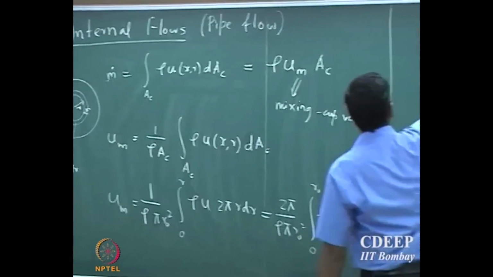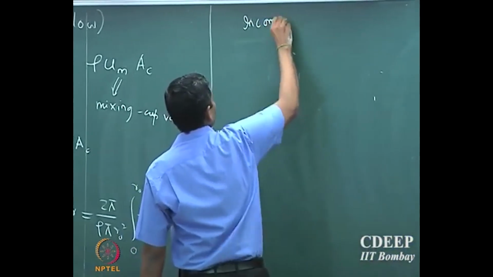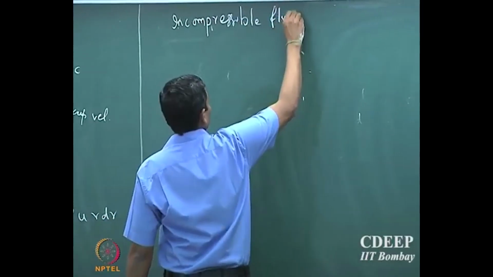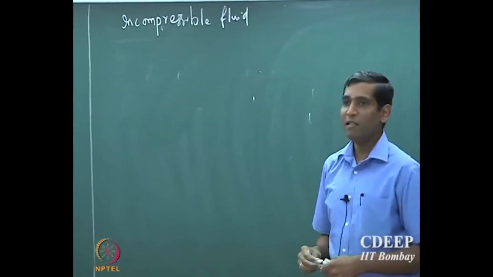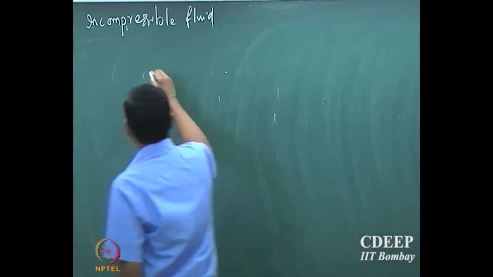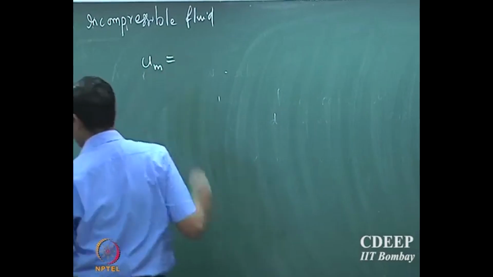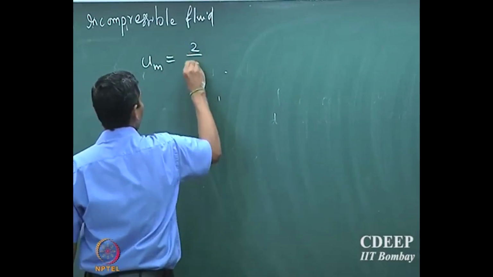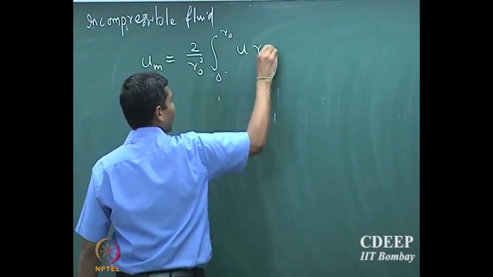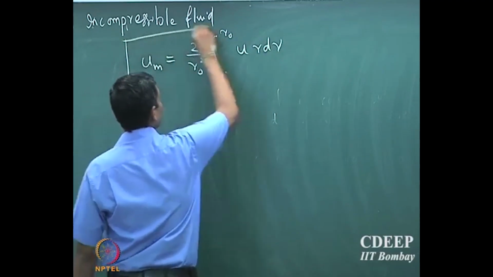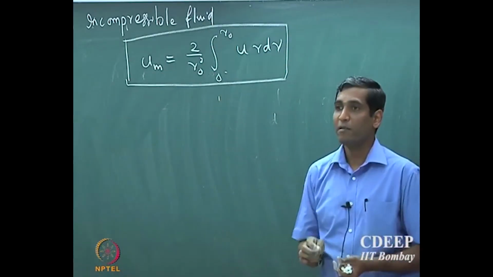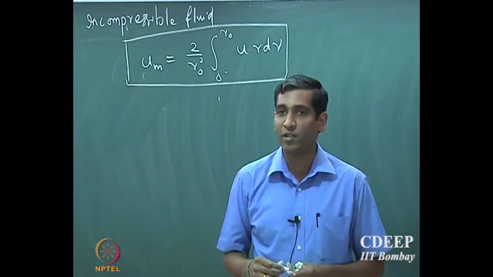So now suppose I assume that it's an incompressible fluid, then the density doesn't change, and so I can pull the density out of the integral. So UM, which is the cup mixing velocity, will be 2 by r naught square integral 0 to r naught u r dr. So that's the definition of the mixing cup or the cross sectional average velocity.